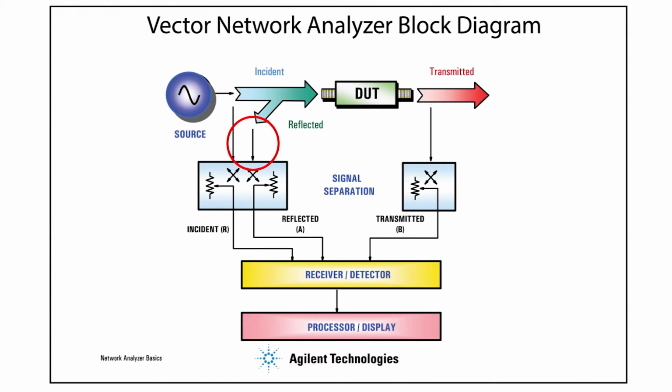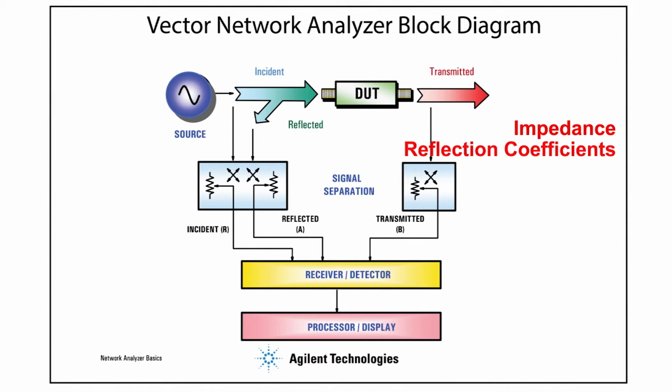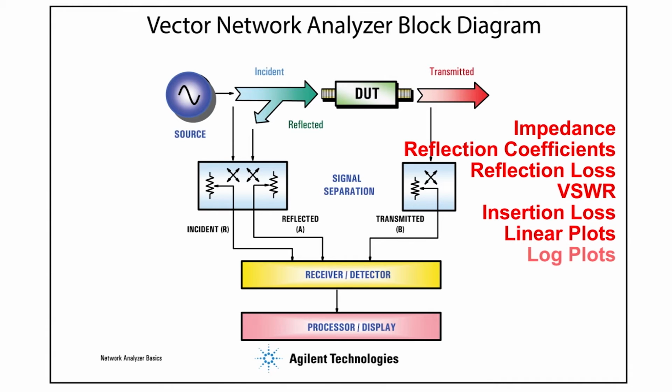The first port is capable of measuring the reflected signal from the input of the device. The second port measures the signal transmitted through the device. It's important to emphasize that both the magnitude and phase of these signals are measured with reference to the incident signal. Then the analyzer processes the information and can present the measurement in terms of impedance, reflection coefficients, return loss, standing wave ratio, insertion loss, and in different formats such as linear and log plots or on Smith charts.